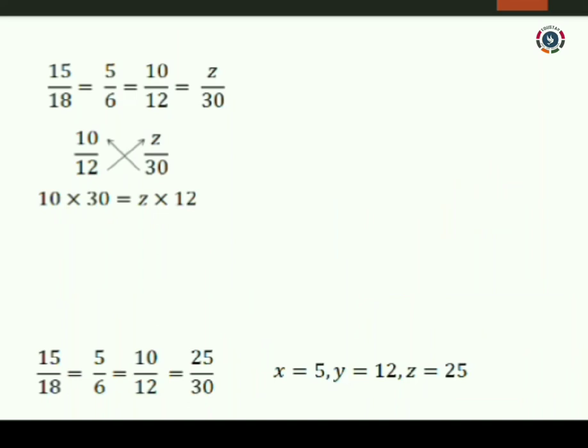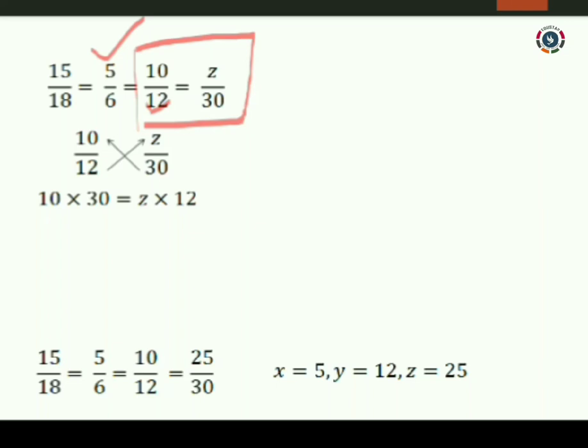Already we have found the value of x and the value of y, right? The value of x is 5 and the value of y is 12. Now we have to find the value of z. For finding the value of z, you have to compare these two fractions, 10 by 12 and z by 30. You have to do cross multiplication.